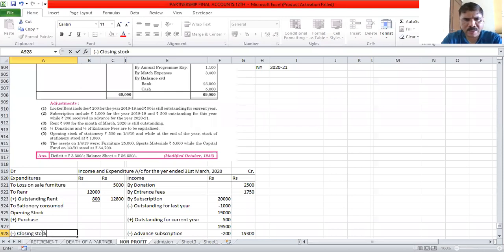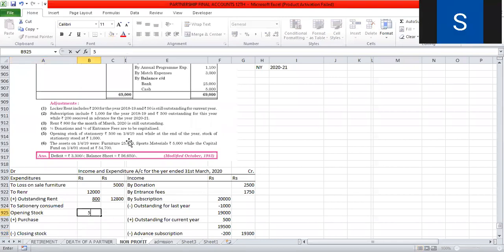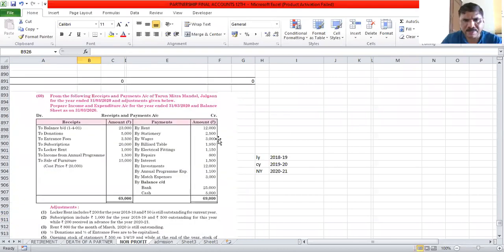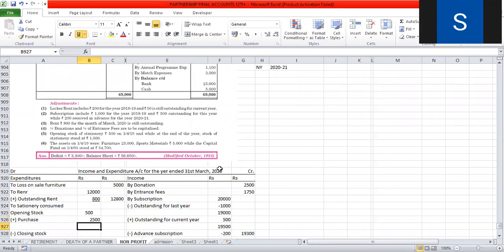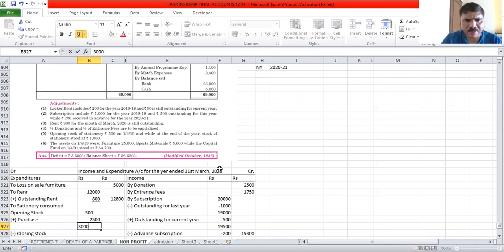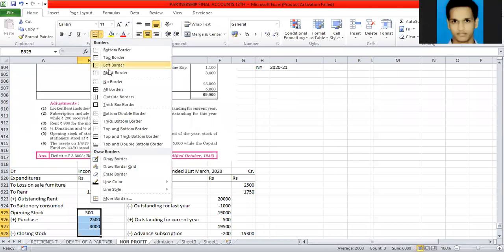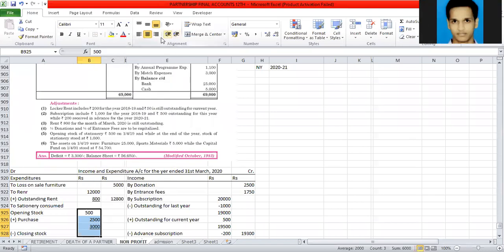Closing stock. Now see, what is the opening stock of stationery he has given us? 500. Then purchase, how much is the purchase of stationery? 2,500. So the total comes to 3,000, less closing stock. How much does the closing stock of stationery come to? 1,000. So what should I do?